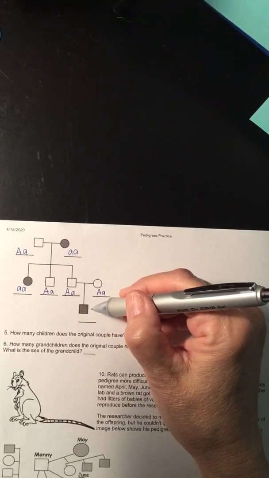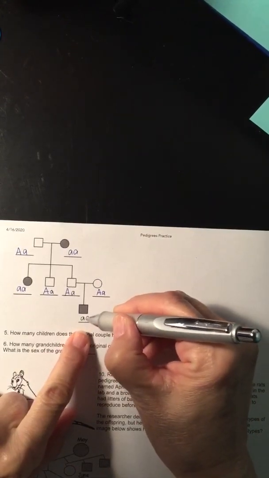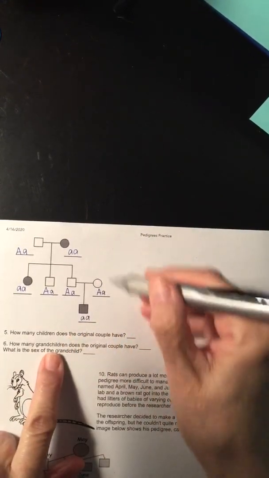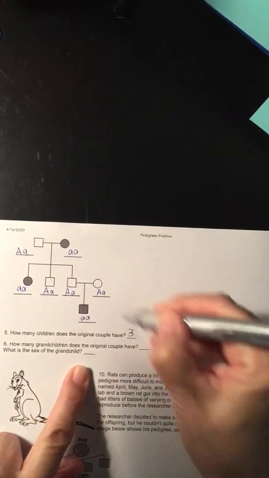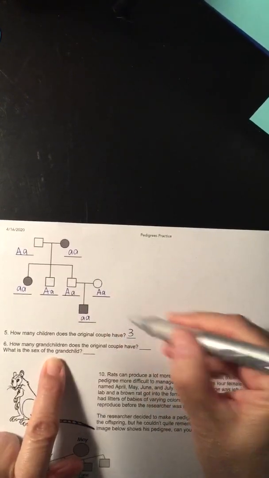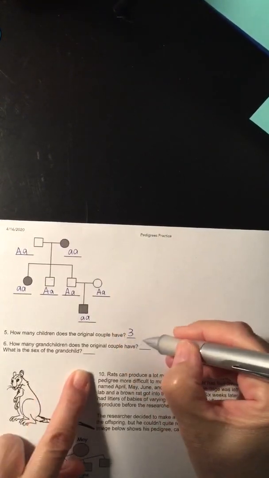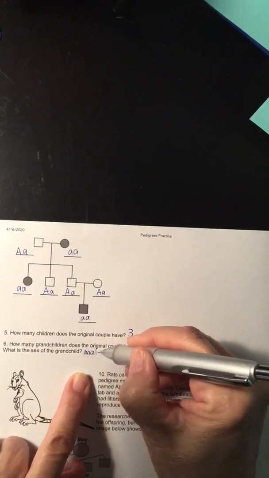And then this son is little a. How many children does the original couple have? They have 1, 2, 3 original children. This is not their child. This is the wife of this child. How many grandchildren does the original couple have? They have 1. What is the sex of the grandchild? It's a male. It's a boy.